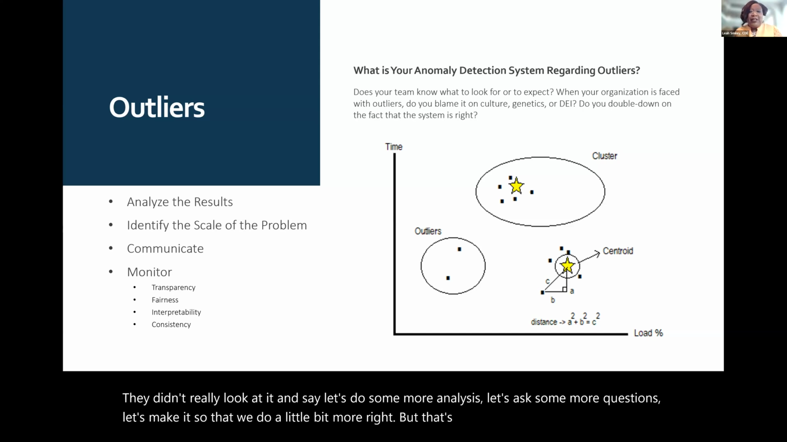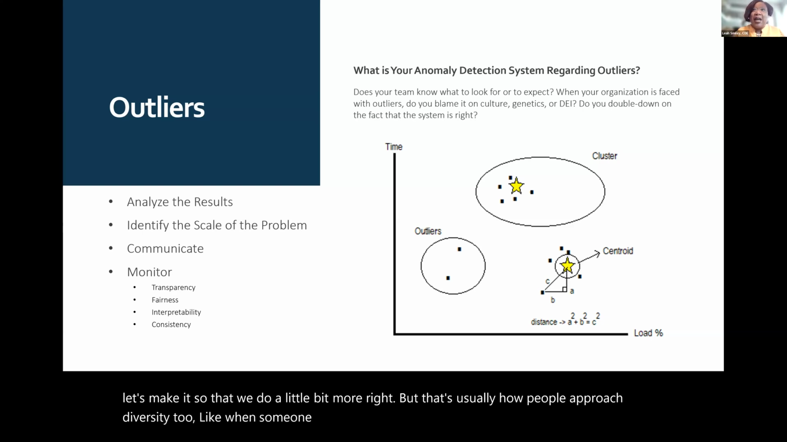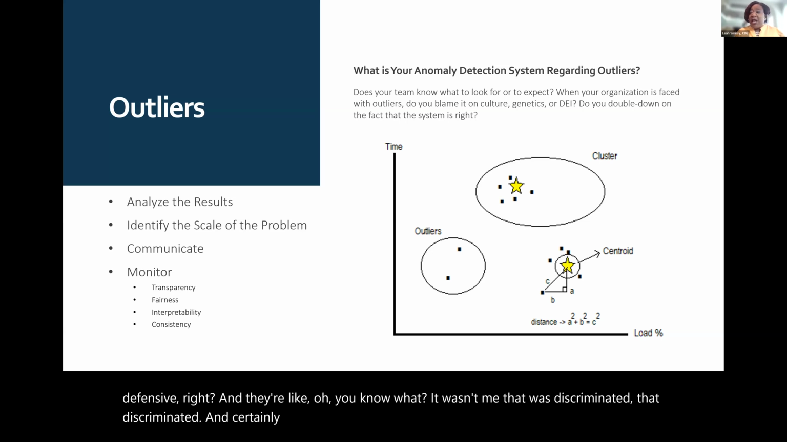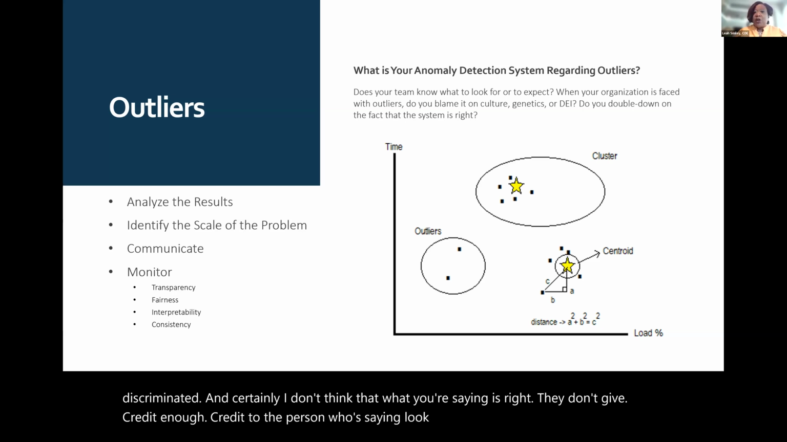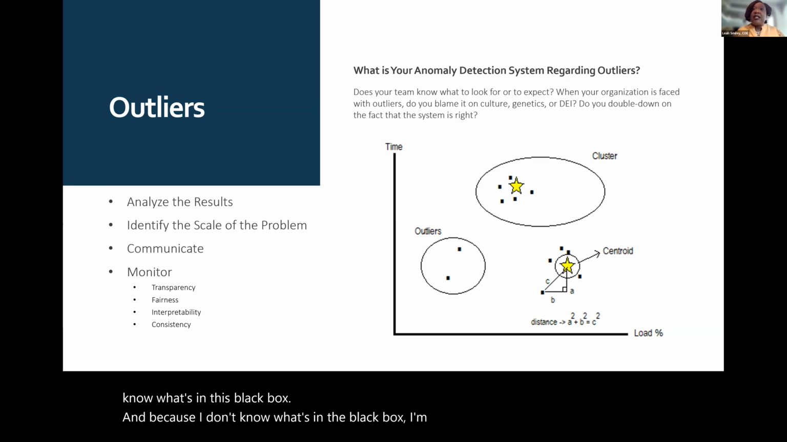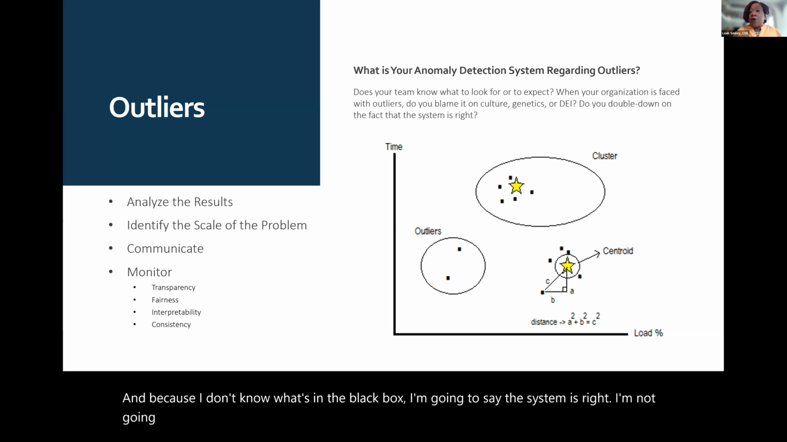But that's usually how people approach diversity too. When someone says, I have been discriminated against, folks get defensive, right? And they're like, it wasn't me that was discriminated, and certainly I don't think that what you're saying is right. They don't give enough credit to the person who's saying, look, I've experienced discrimination. So what happens is they kind of disregard it or they double down. Because heck, I don't even know what's in this black box. And because I don't know what's in the black box, I'm going to say the system is right. I'm not going to ask any more questions. I'm not going to analyze the results, identify the scale of the problem. I'm not going to do anything else.